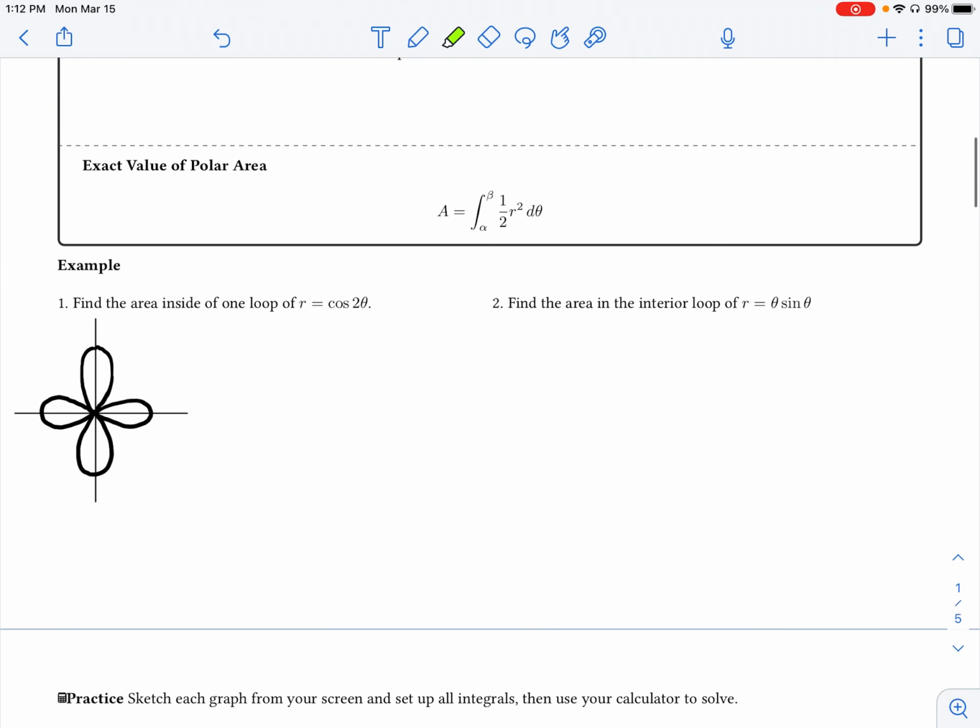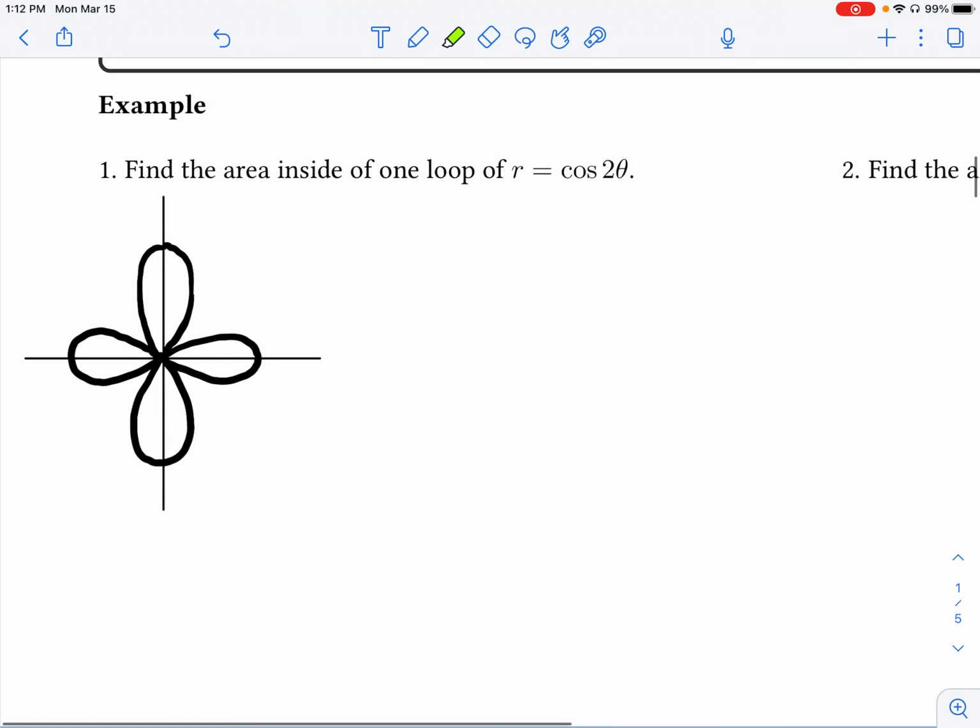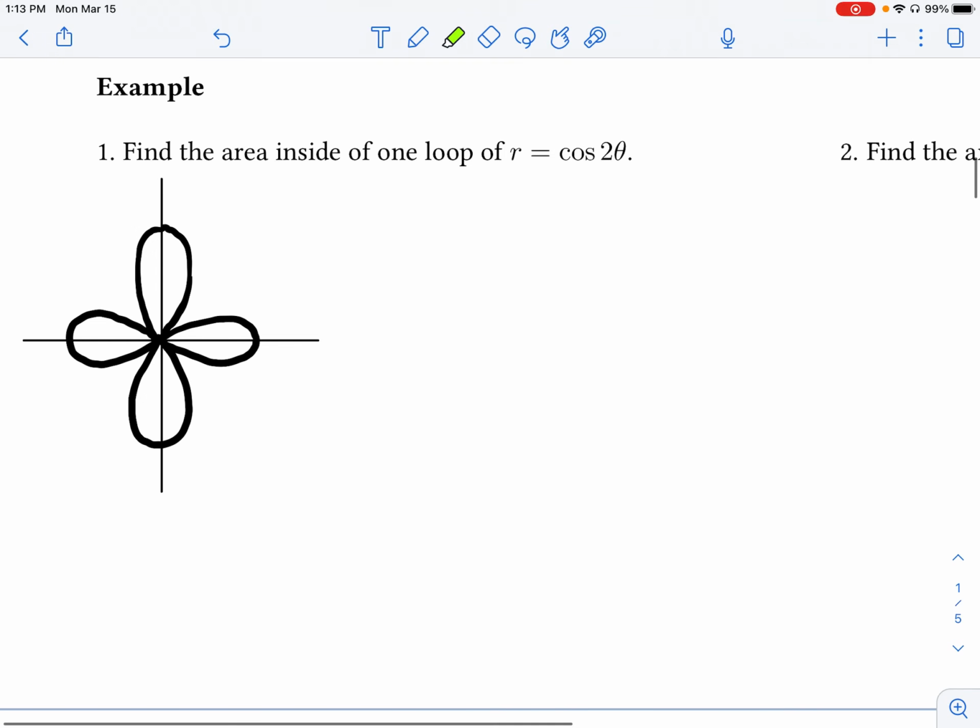It's one of the examples from the notes here. So let's find the area inside the loop of this function here, cosine 2 theta. Now, I went ahead and I've already sketched the graph for you, but I encourage you to pause right now first and sketch this for yourself. You may want to switch back into degrees. You don't have to, but you may want to. And if you sketch that out, you should get a rose petal curve that looks like this.